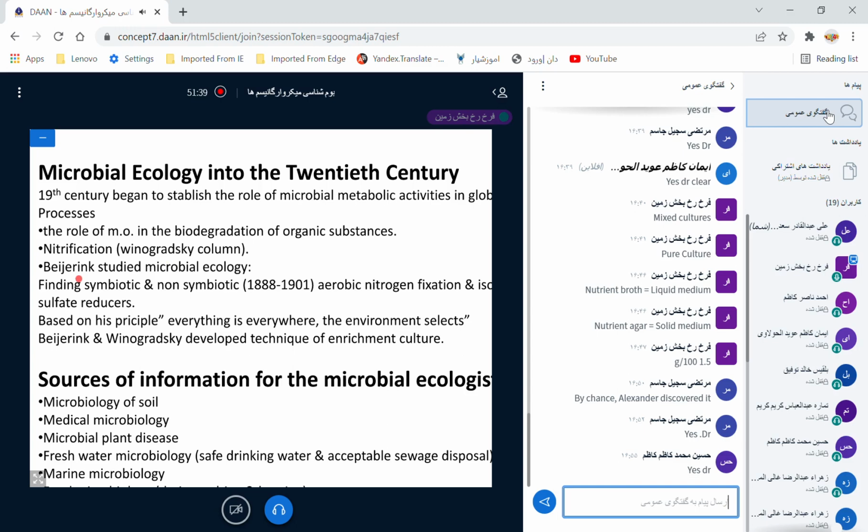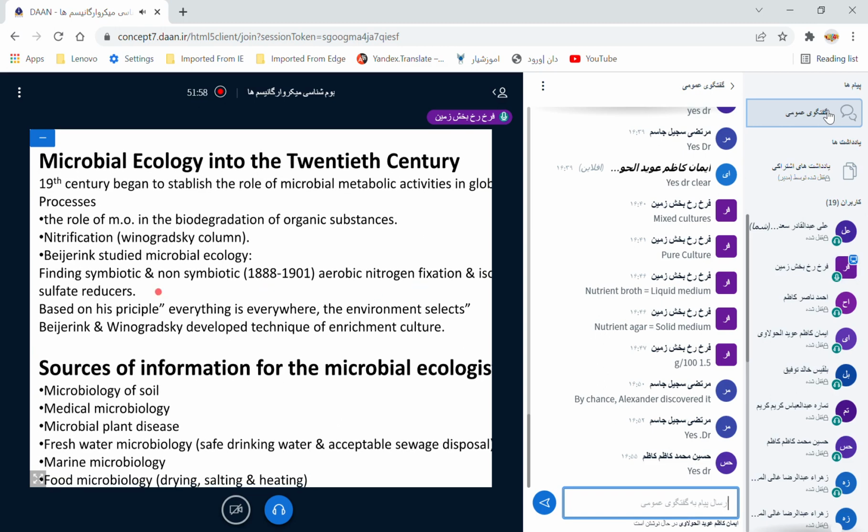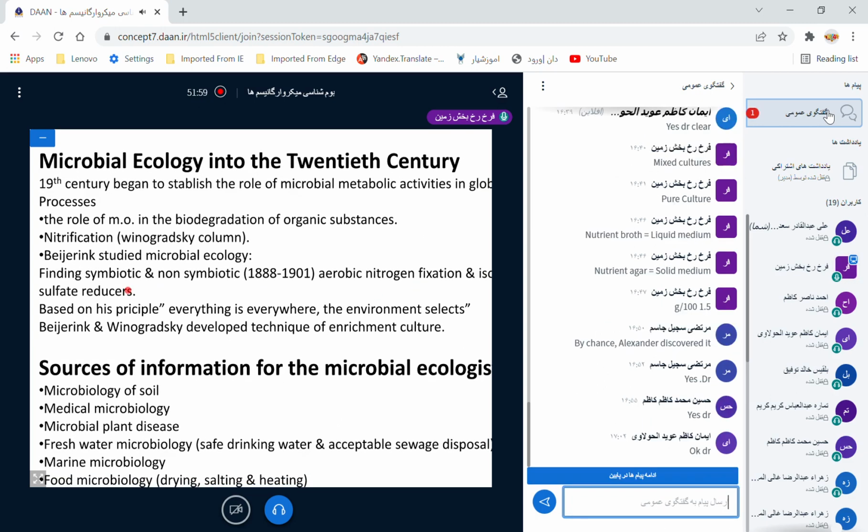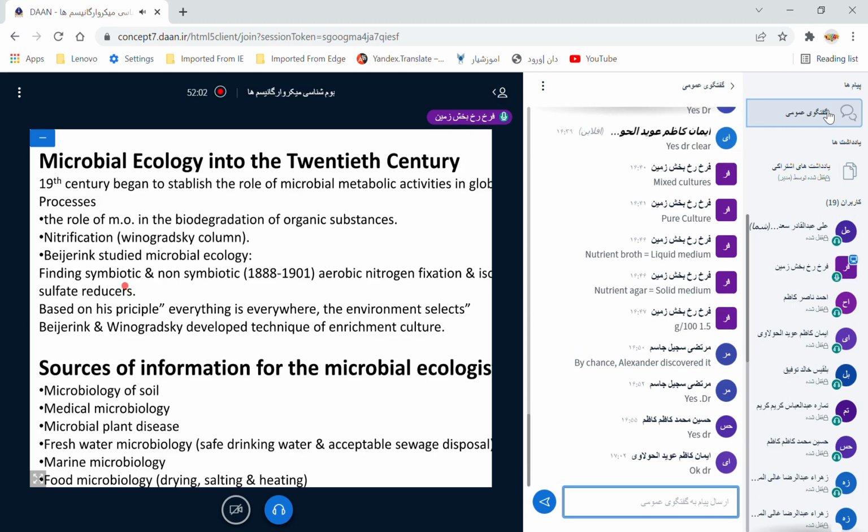Beijerinck, another scientist, studied microbial ecology and found non-symbiotic aerobic nitrogen fixation and the isolation of sulfate reducers. So Beijerinck understood. He looked at the farmers.